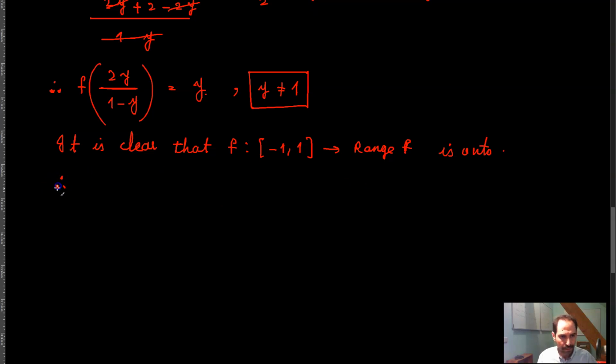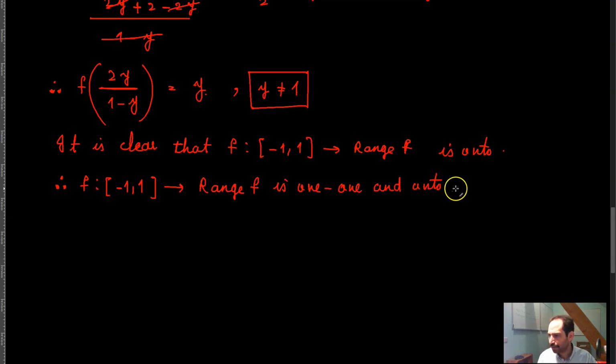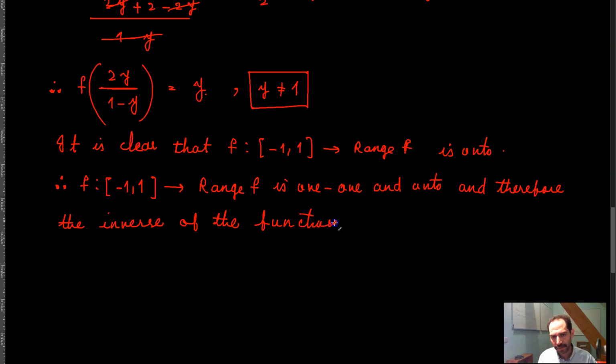Therefore, previously we showed that the whole function f is injective, or one-to-one, so we can say that the function f from -1 to 1 to range f is one-to-one and onto, and therefore the inverse of the function f from -1 to 1 to range f exists, right?